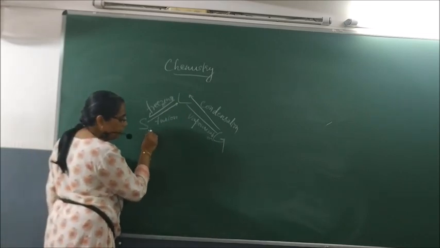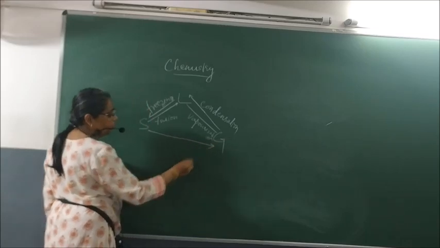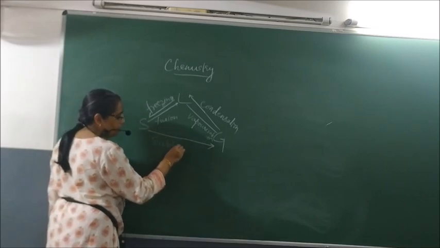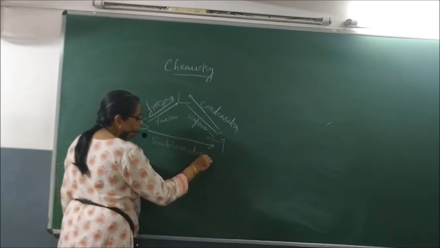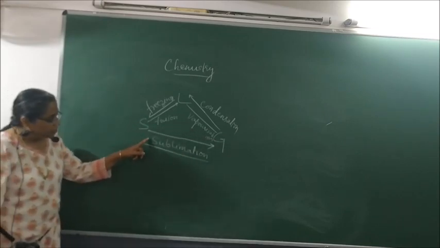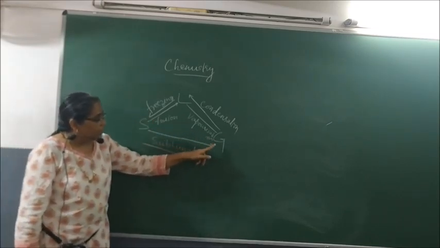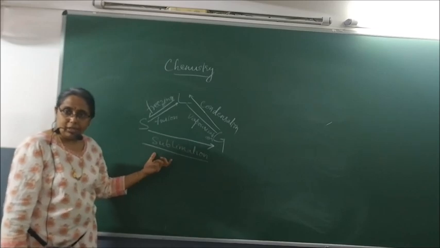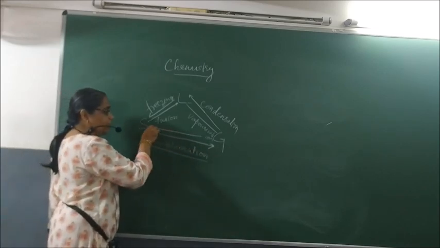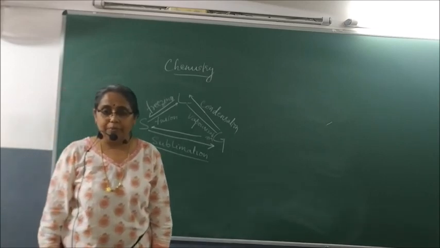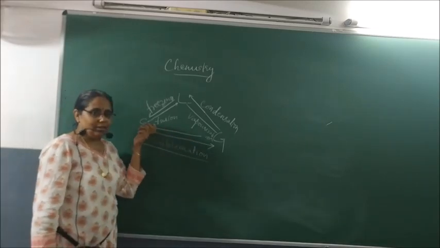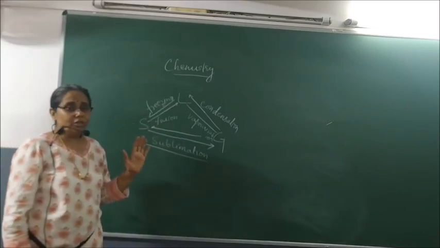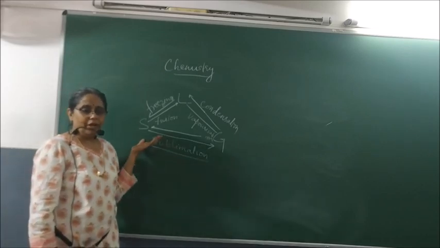Now a process in which solid directly gets converted to gas without coming into liquid state is called what? Sublimation. A process in which the solid directly gets converted to gas without coming into liquid state is called sublimation. What happens when gas gets converted to solid? This is also called deposition. Some books will also teach you as sublimation only. Old books will call it sublimation. Probably new books have it as deposition.